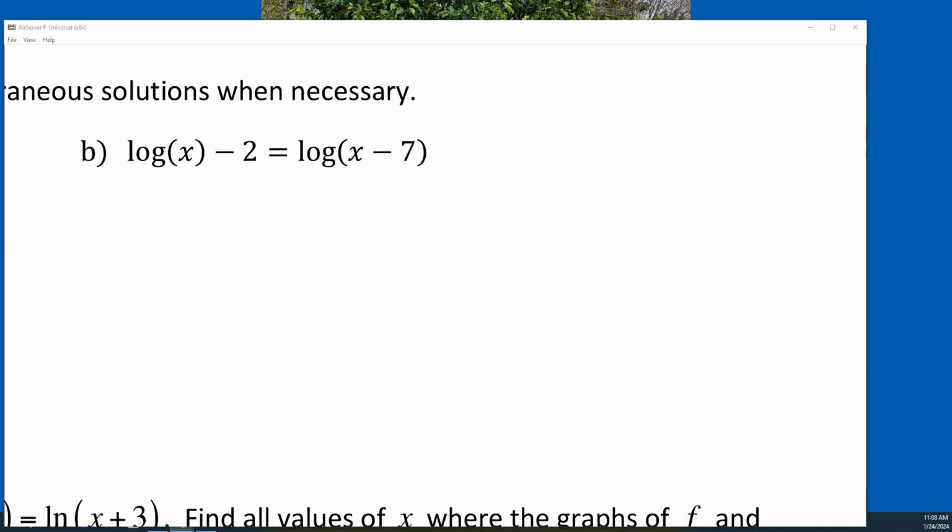All right, and then for this one, so I have a log minus 2 and I have a log. I can't really bring these together because 2 doesn't have a log. So any ideas on what I can do? There's 2 things I can do. One of them is a little easier, I think.